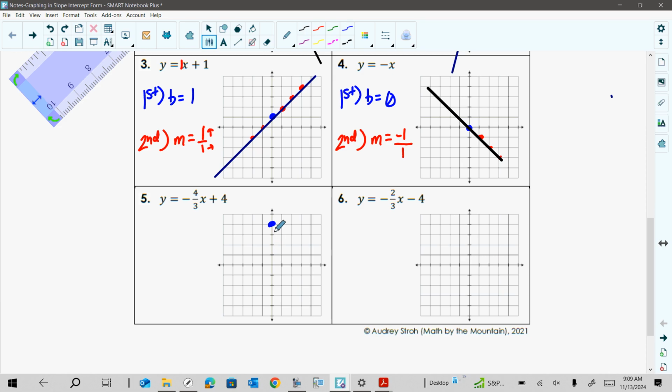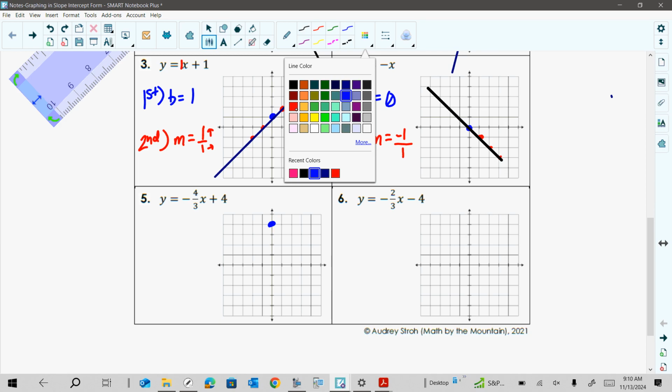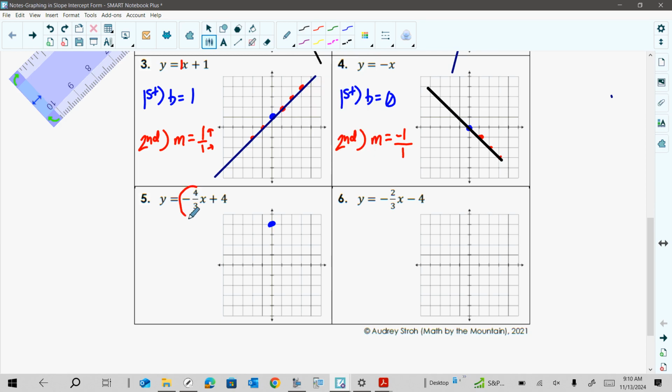All right. And then what is the m? This is our m, negative 4 over 3. So how am I going to move if my m is a negative 4 over 3? Very good. If it's negative 4 over 3, we're going to have to go down 4 and then to the right 3. Down 4 and then count to the right 3. 1, 2, 3. And then now you plot your point.